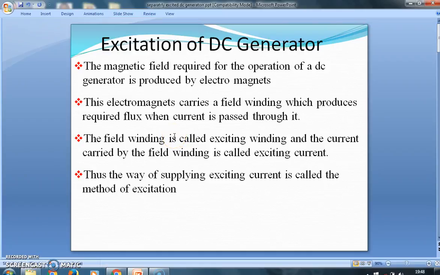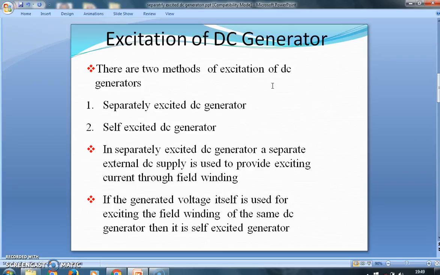I am going to discuss the excitation of a DC generator. The magnetic field required for the operation of a DC generator is produced by electromagnets. These electromagnets carry a field winding which produces the required flux when current is passed through it. The field winding is called the exciting winding and the current carried by it is called the exciting current. Thus, the way of supplying exciting current is called the method of excitation.